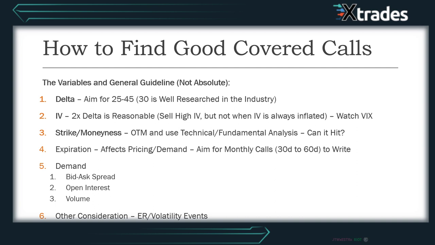So these guidelines are for finding good covered calls that are reliable to generate that steady income. If you want to play covered calls on the high volatility stocks, that's also okay. But that kind of play is different than the income strategy type of play. In that case, we're just trying to capture more premium crush, et cetera. But generally, sell high IV, but not when IV is always inflated, just for that risk reward ratio aspect.